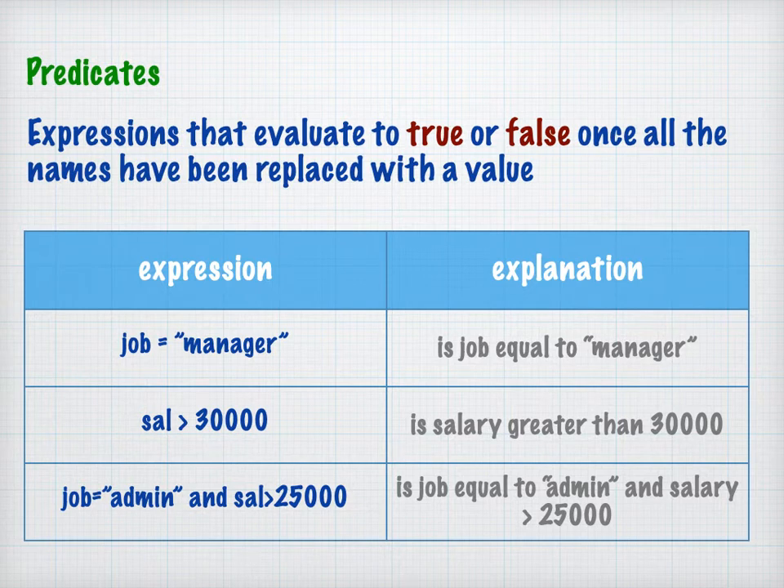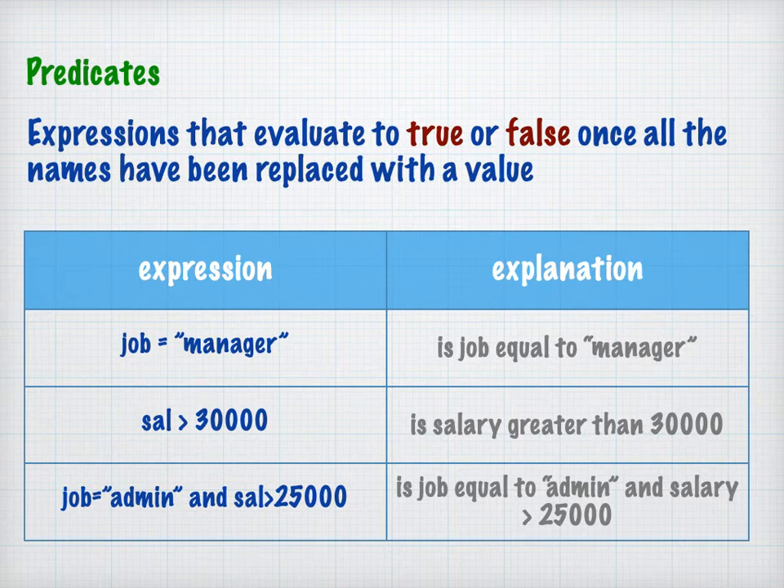It could be something involving mathematics. So for example, show me all the people whose salary is greater than 30,000. So we use that greater than symbol. And once again, every salary is evaluated to see, is it true, is it false? If it's true, it's recorded in our result set.